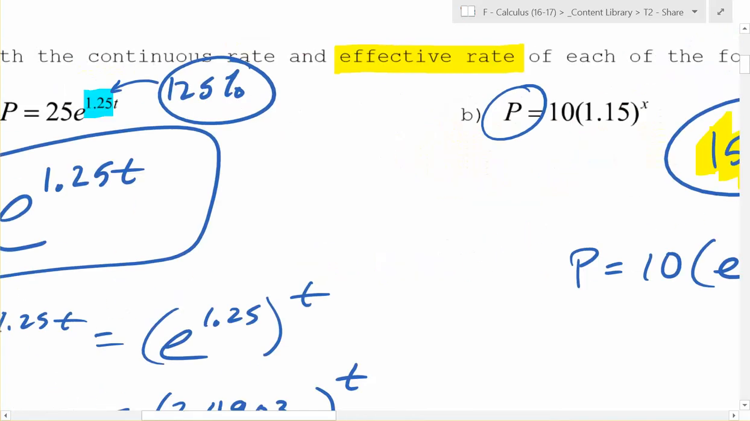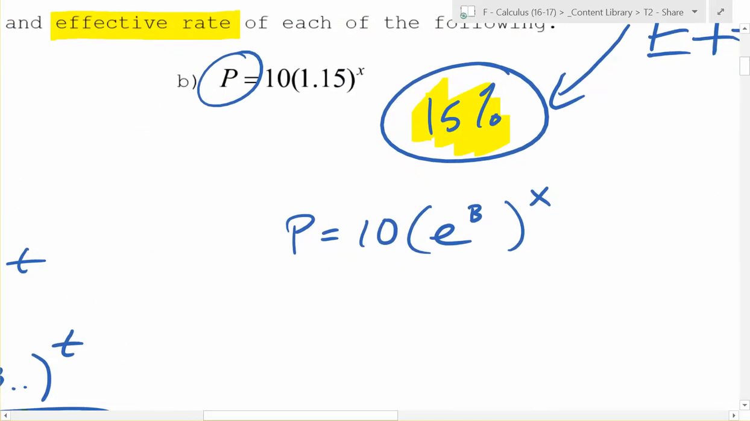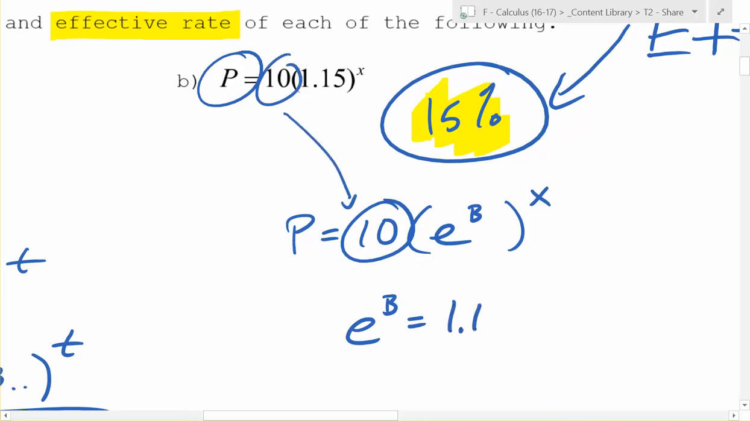We want to turn it into P equals A e to the B. So what's our initial value? 10. So what equation do we set up? e to the b has to equal what? 1.15. Yes, the 10 is already there. You want to know: 1.15 is e to what power?